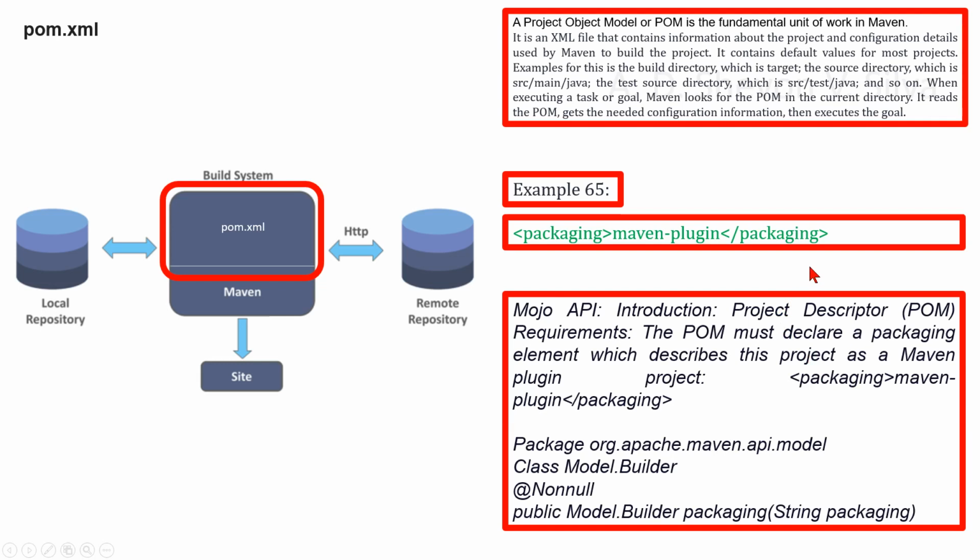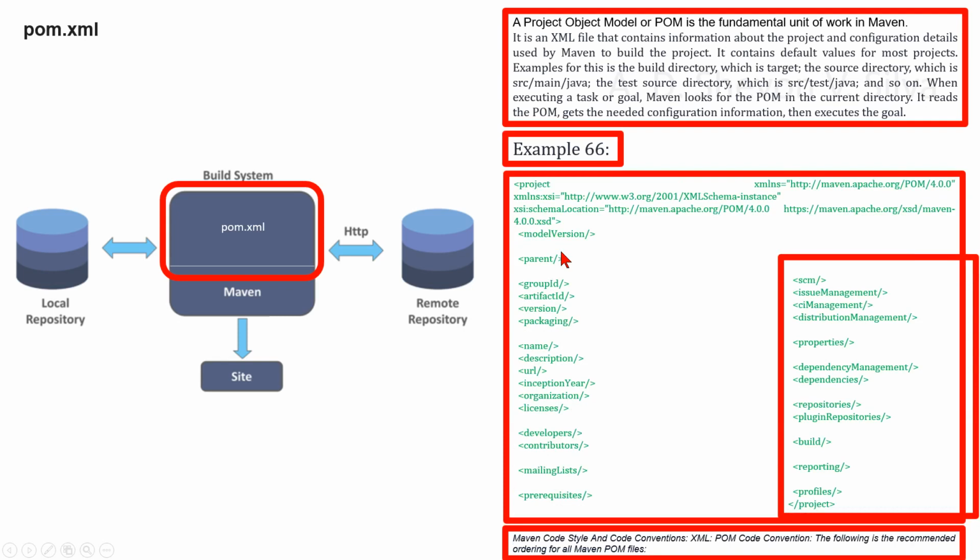Now we are considering the project descriptor POM requirements in the introduction to the Mojo API. The POM must declare a packaging element which describes this project as a Maven plugin project. Here you can see packaging maven-plugin. With regard to the API, we can consider the method NonNull public Model.Builder packaging(String packaging) in class Model.Builder in package org.apache.maven.api.model. Now we are considering POM code conventions in XML, in Maven code style and code conventions.